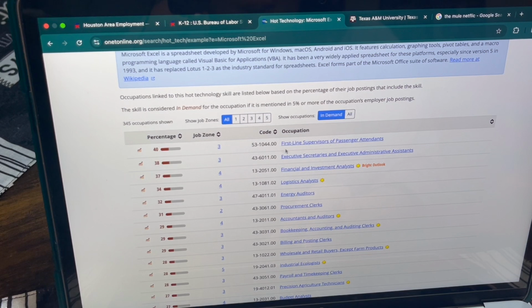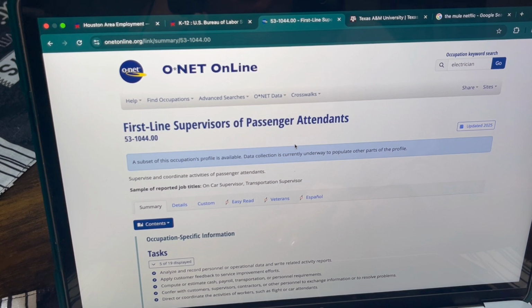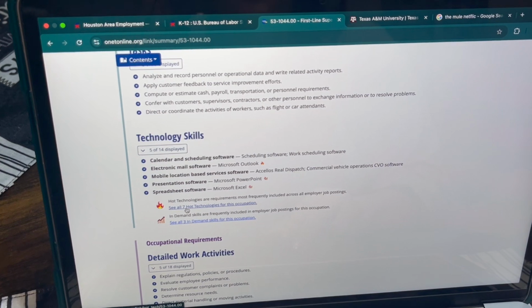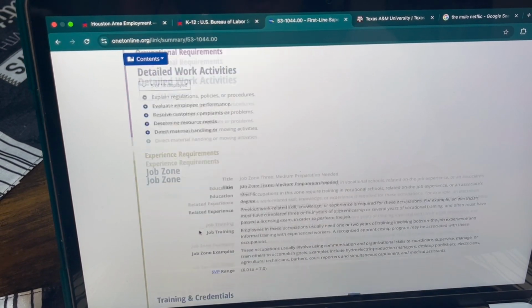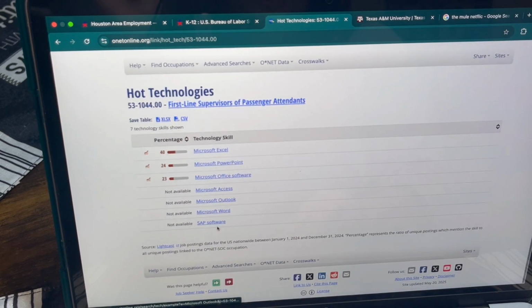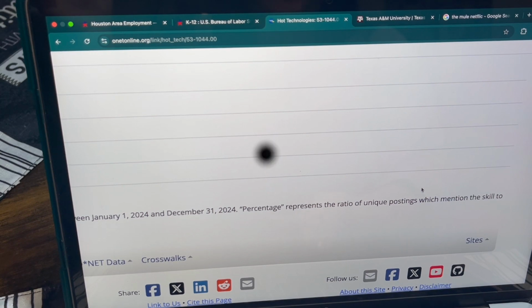And so let's go based off of this. First line supervisors of passenger attendants. So task technology. Oh, so these are the hot technologies for this occupation. That's pretty cool. Awesome. Microsoft Excel, Microsoft PowerPoint. Oh, that's even cool. It even breaks it down for you. That is awesome. They also, okay, look at them. They got Facebook. They got Reddit. Oh no, this is where I can share it. I was like, y'all got Reddit. But they have Facebook, Twitter, YouTube. What is that little cat emoji? What is that? I don't know.